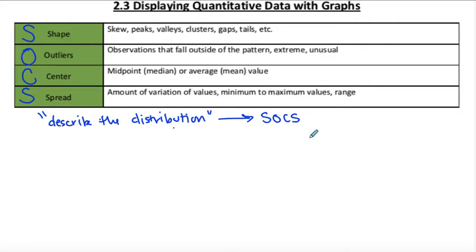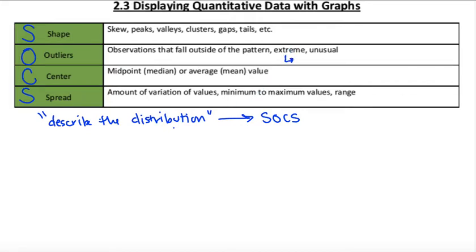So shape is the skew, the peaks, the valleys, the clusters, the gaps, the tails, anything that has to do with the visual shape of the distribution. Outliers are observations that fall outside of the pattern. They're extreme and they're unusual.